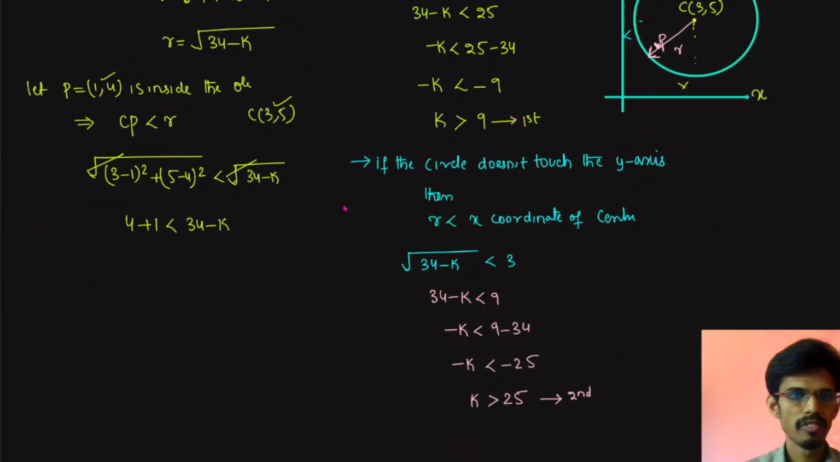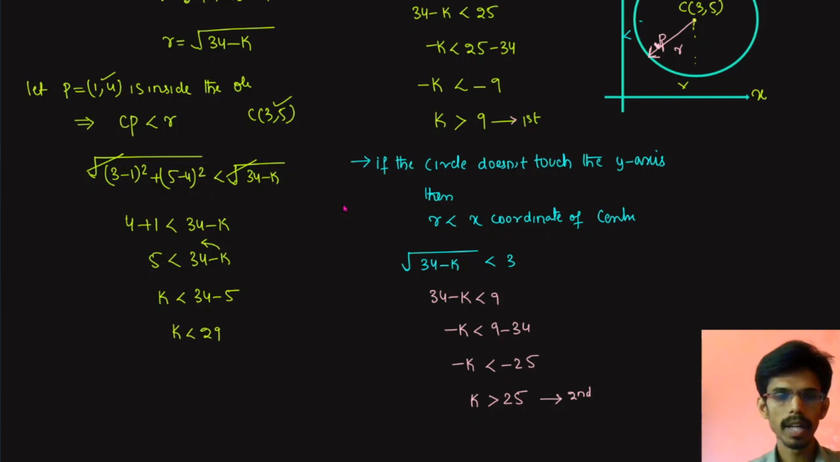Now this will become 5 less than 34 minus k. Take this k to this side, k will be less than 34 minus 5. So k will be less than 29. By combining all this, this is the third condition for k.